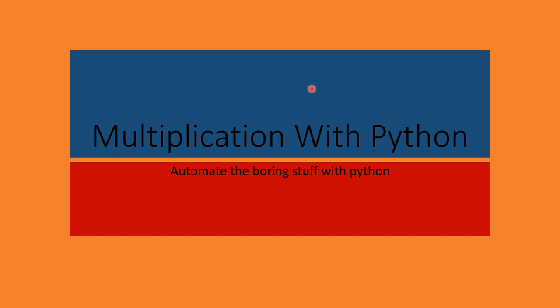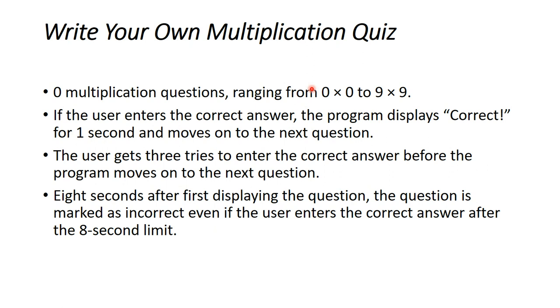Let me show you the constraints of this program. There will be 10 multiplication questions, not 0, ranging from 0 to 9. If the user enters the correct answer, the program will display correct for 1 second and move on to the next question. The user gets 3 tries to get the correct answer before the program moves on to the next question. 8 seconds after displaying the question, it is marked as incorrect even if the user enters the correct answer after the 8-second limit. With the PyInputPlus library this is very easy, so we have to just perform it without using that.